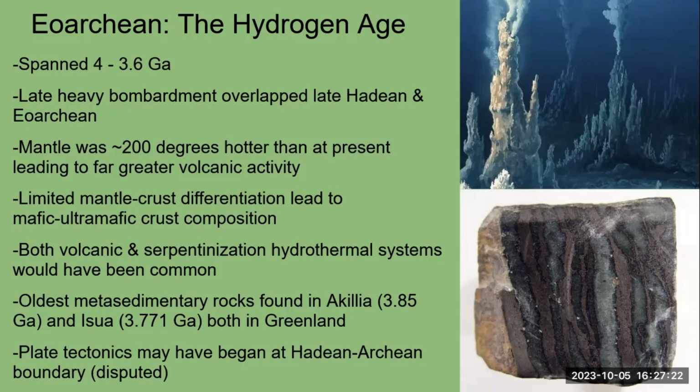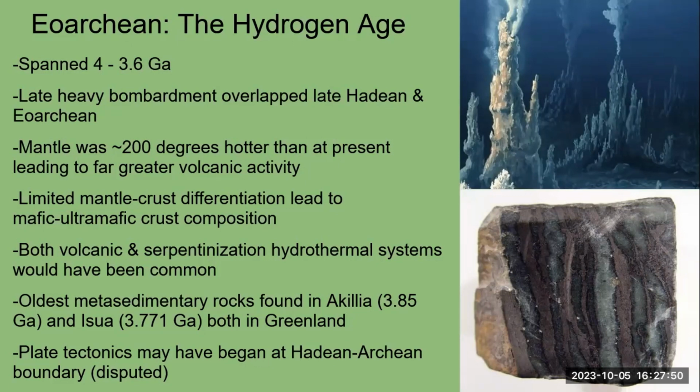Because hydrogen is less electronegative than carbon, molecular hydrogen can be reacted with carbon dioxide to produce both organic molecules for biomass and energy for metabolism. The Eoarchean spanned from 4 to 3.6 billion years ago, and the late heavy bombardment spanned this era along with the late Hadean. The mantle was some 200 degrees hotter than it is today, leading to elevated rates of volcanic activity.